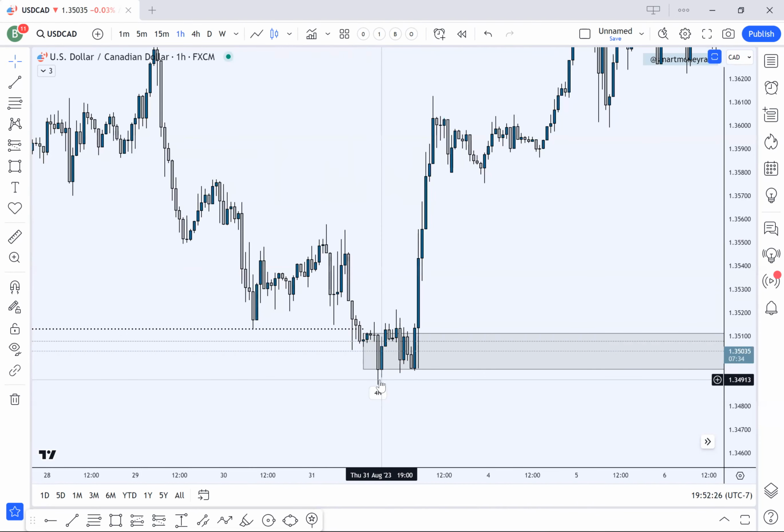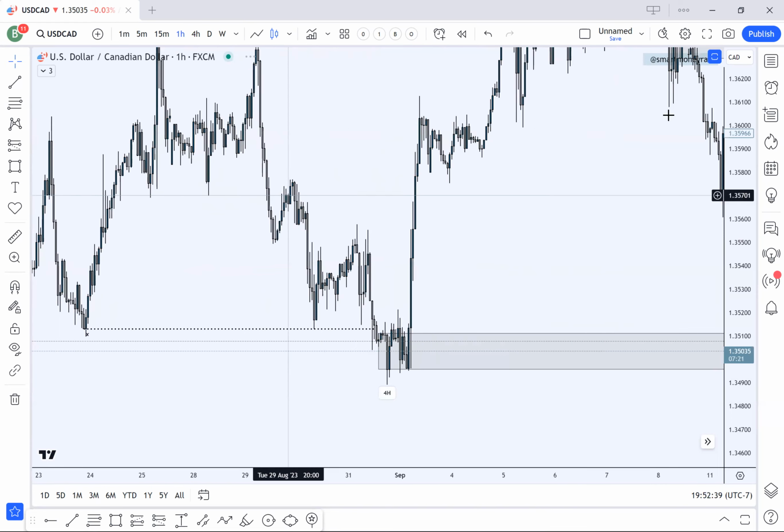So we see that 1 hour manipulation, and then we wait for the shift of character. Because this move was so strong, that tells us the intention of this candle was just to take people out of the market so that we can buy. That's as simple as I can put it.